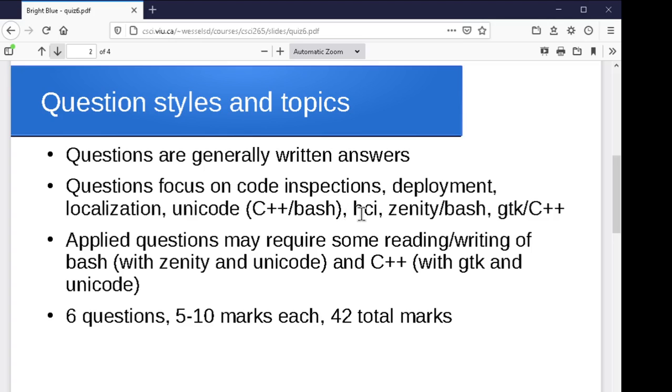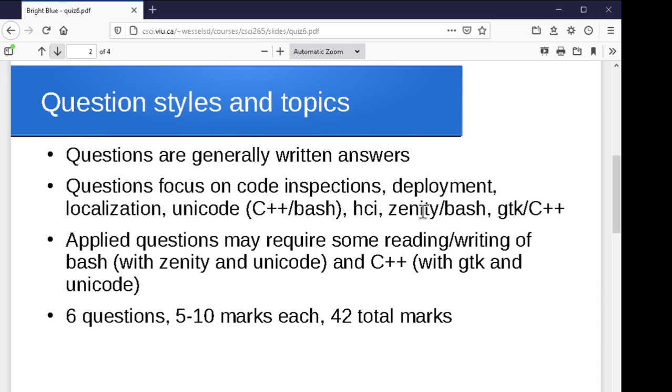And then the fun and joy of human-computer interaction, so there could be some discussion questions on that. And then specifically how we applied that, so the use of zenity with Bash, or the use of GTK with C++. So again, those could very well be coding style questions.